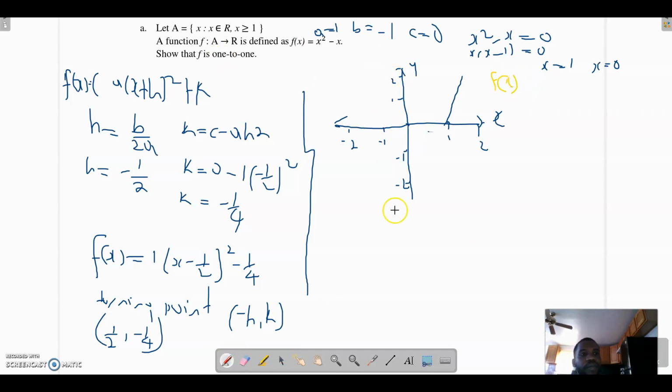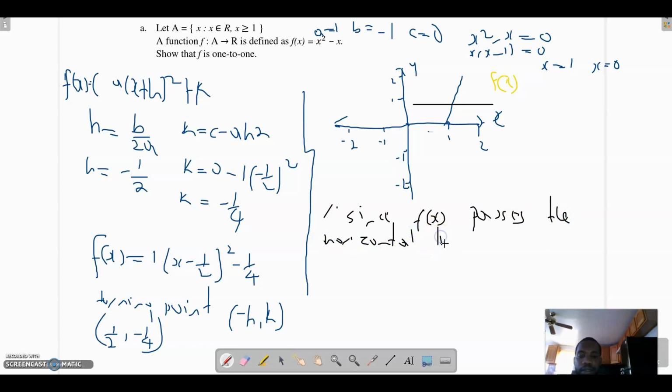So now I'm going to have to draw my horizontal line. When I draw my horizontal line like that, notice that it will only cut the function once. And that is what it takes to show that the function is 1 to 1 or injective. So we can say, since f of x passes the horizontal line test, f of x is 1 to 1. Alright?